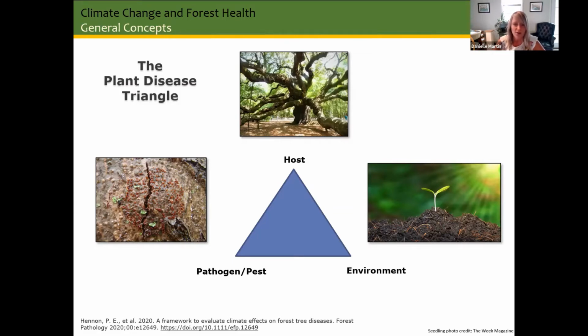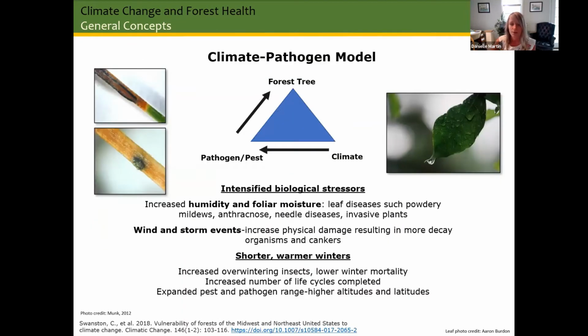The simple model shows how all three aspects of the triangle need to be present in order for disease to occur. The environment part generally focuses on climate and weather, but also includes factors such as soil, sand composition, and the microbial community. This factor is particularly applicable to discussions about climate change. And a recent paper re-examined the disease triangle, modifying this environmental factor to put greater emphasis on climate. So here is the climate pathogen model.